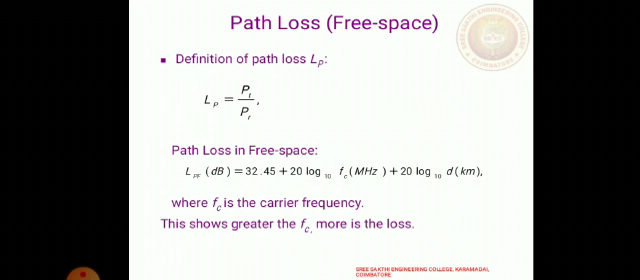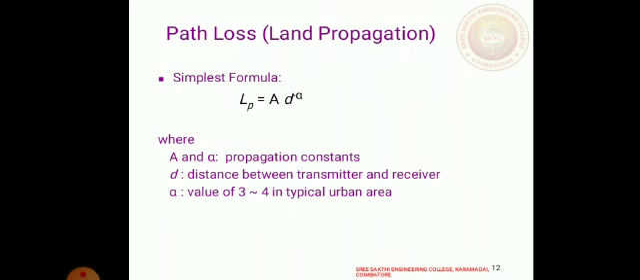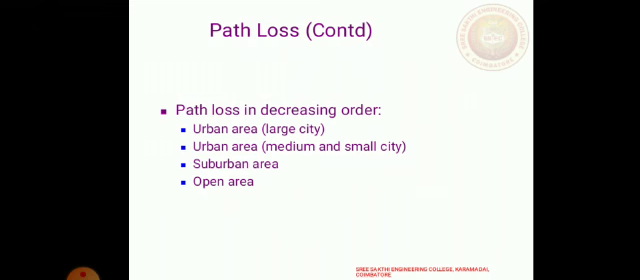The path loss is LP is equal to PT by PR. Path loss in free space is L is equal to 32.45 plus 20 log to the base 10 of FC plus 20 log to the base 10 of D. FC is the carrier frequency, and this shows that the greater the FC, the more is the loss. And the path loss in land propagation is LP is equal to A into D to the power lambda. A and lambda are the propagation constants. D is the distance between the transmitter and the receiver.